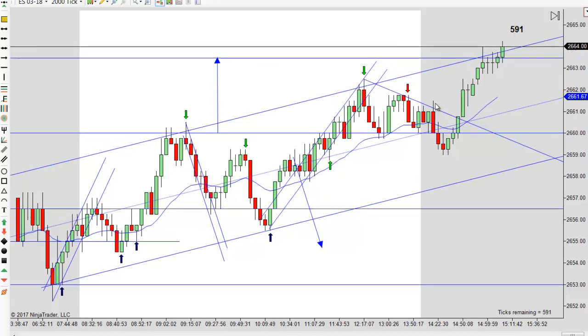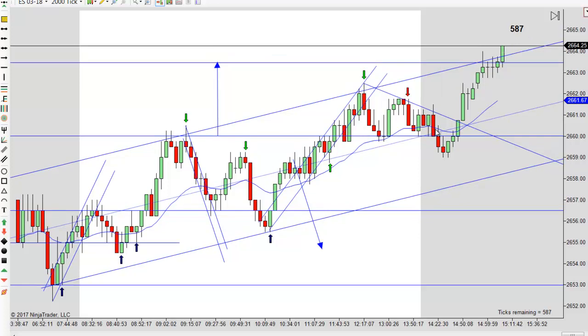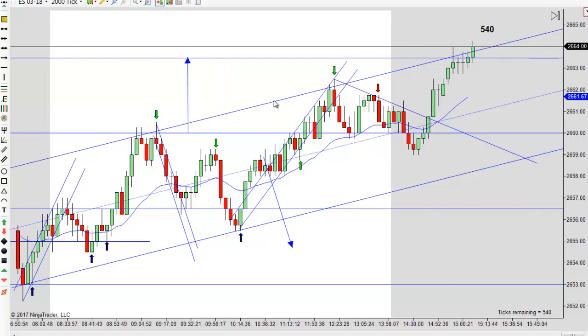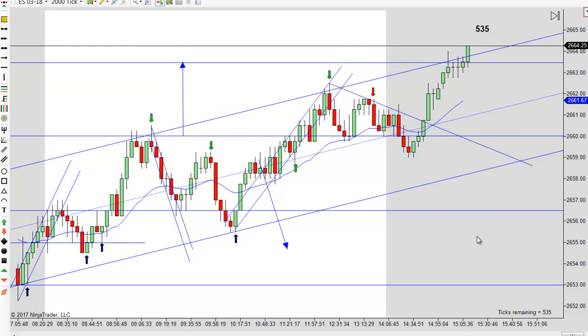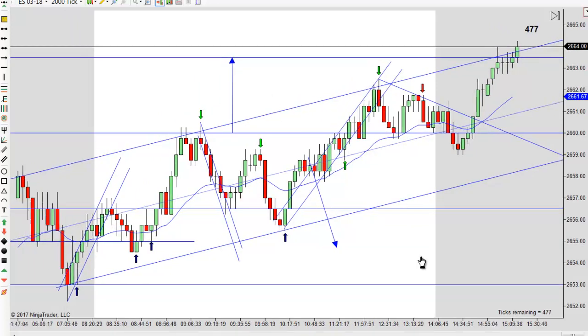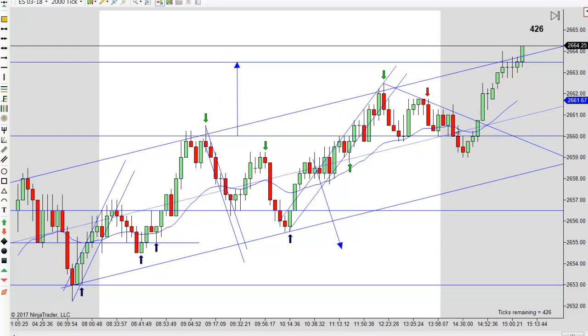But here's your true failed second entry long, and notice how it failed. It pushed through that EMA and pulls back and just keeps going higher. But that's most likely because you got all these targets up here. And it looks like we're still trying to go a little bit higher yet. So right where it goes there. So that was the last trade of the day.